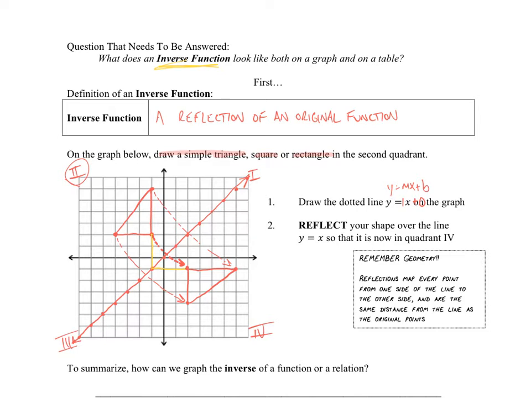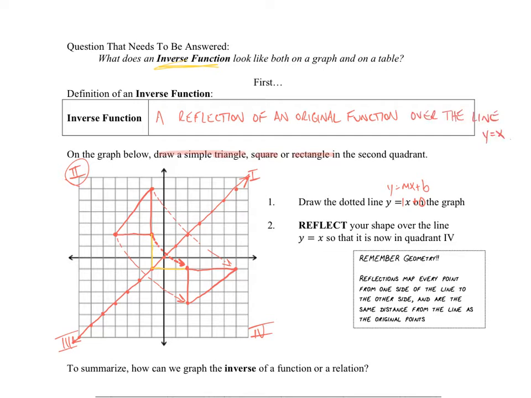And now we've got a triangle in quadrant 4 that's a reflection of the triangle that we had in quadrant 2. So this function, although it's not a function, it's a relation. This relation is a reflection of this relation over the line y equals x. That's what inverse functions are. They're reflections of an original function. And now let's add that to our definition over the line y equals x.